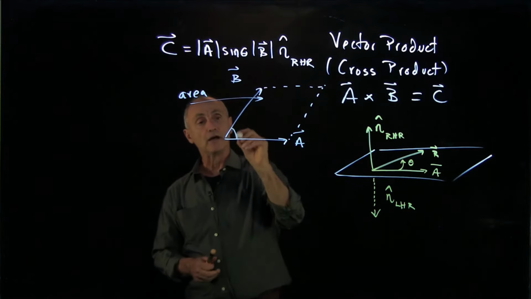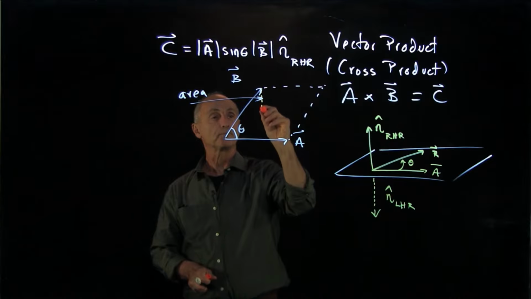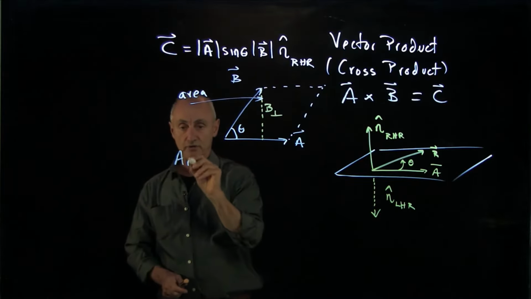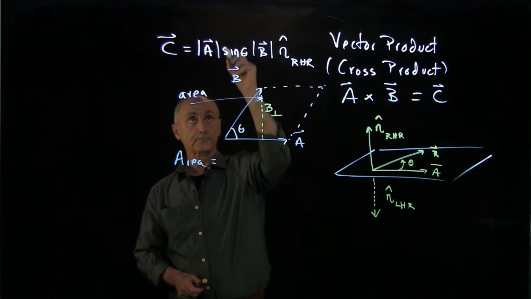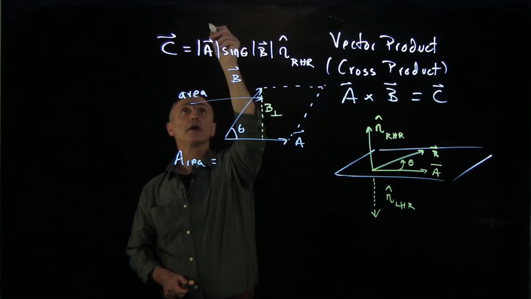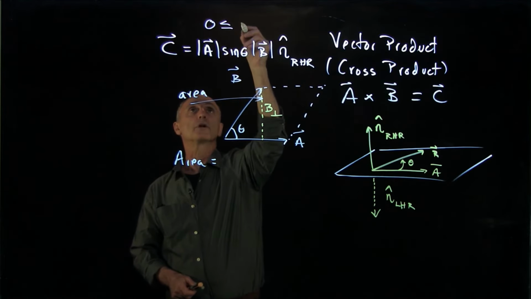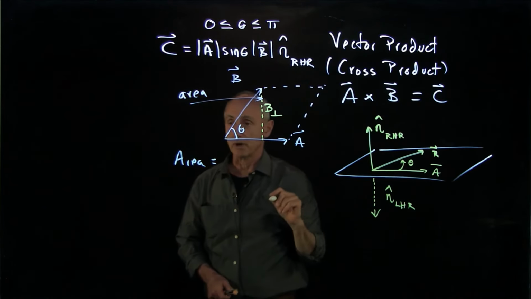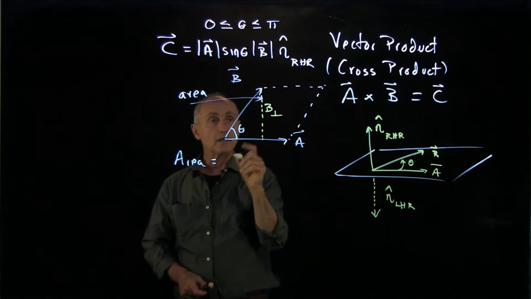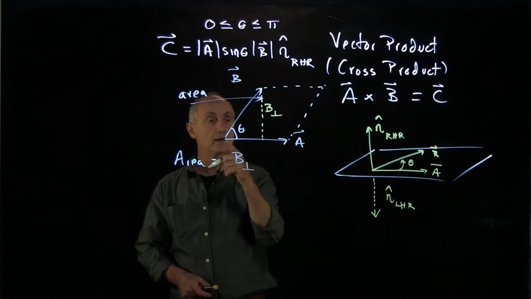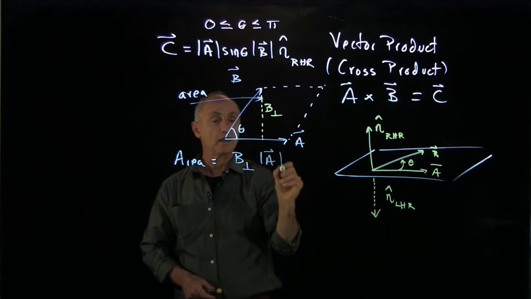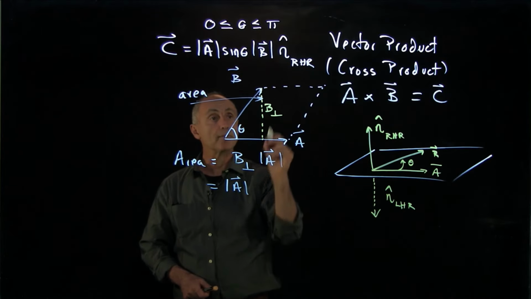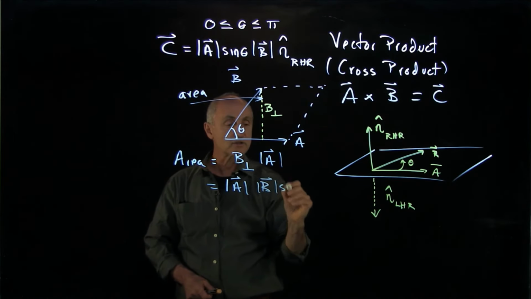And we can define that area as follows. Let's drop a perpendicular, and let's call this B perp. Then the area, which is a positive quantity, is given by, and by the way, our angle theta here will always be positive, so we're going to make it between 0 and pi. That way, sine of theta is always a positive quantity. The area is the height, so that's B perp, times the base, which is the magnitude of A. And so we can write that as the magnitude of A times the magnitude of B perp, which is B sine theta.